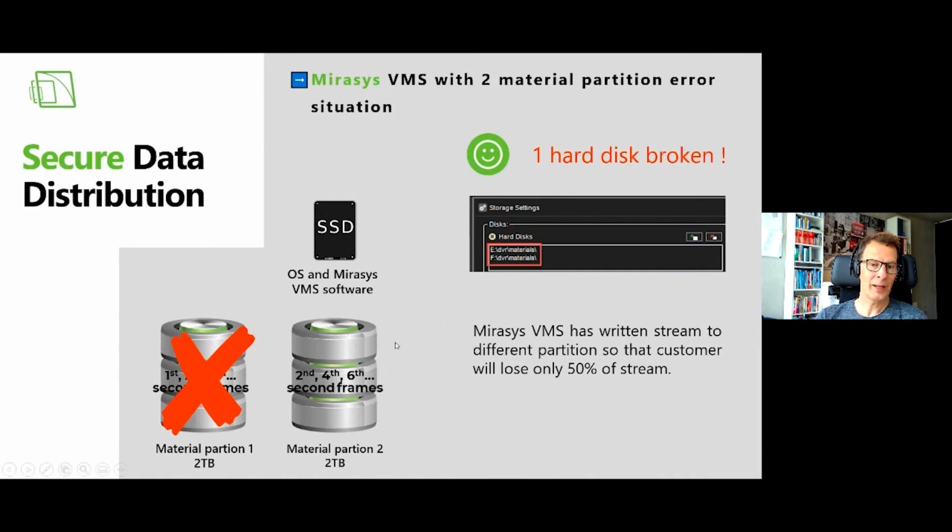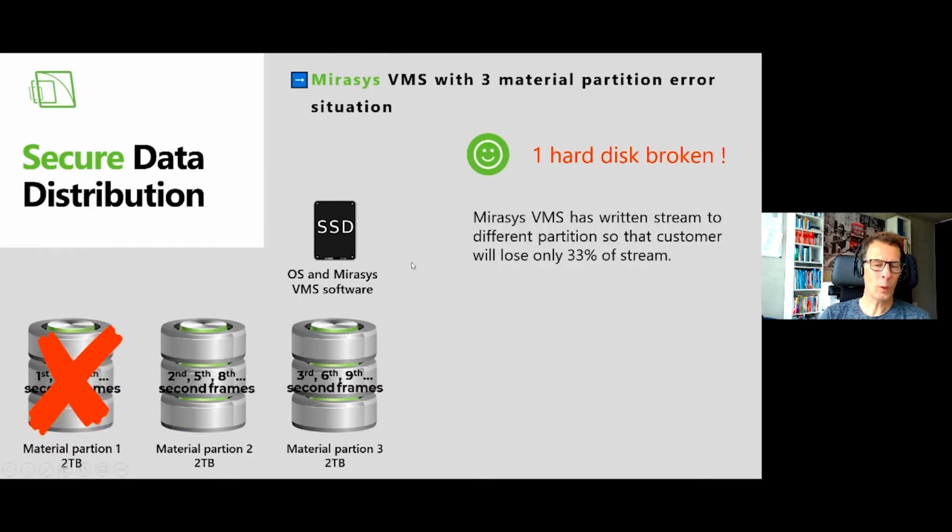I think we can also make something here if you have special requirements for that. What is happening if you have 3 partitions? If one partition is failing or one hard disk is failing, you still have 66 or 67% of the stream immediately, no loss. And that's important. You have only lost 33% of the stream, but the rest is available for you.